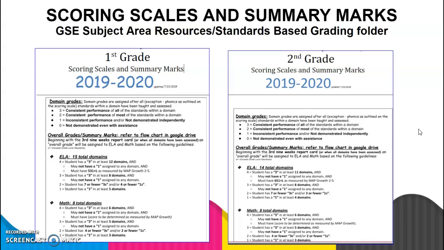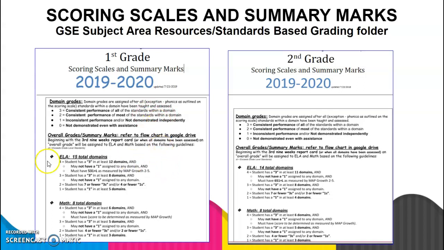First, let's take a look at the scoring scales. Just a reminder, you can find them in the GSC subject area resources folder on the Google Drive and in the standards-based grading folder. There is a first grade folder and a second grade folder, so it should be easy to find. The language of the domain grades is now consistent with county policy. We did follow through with that, so those changes you'll see here.